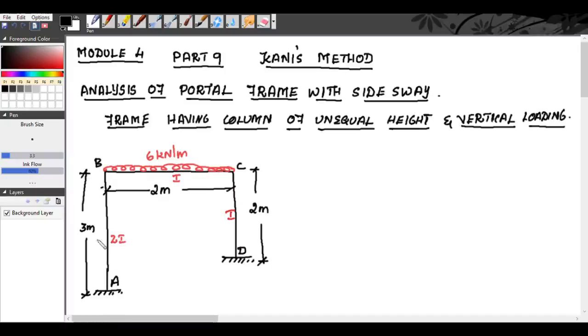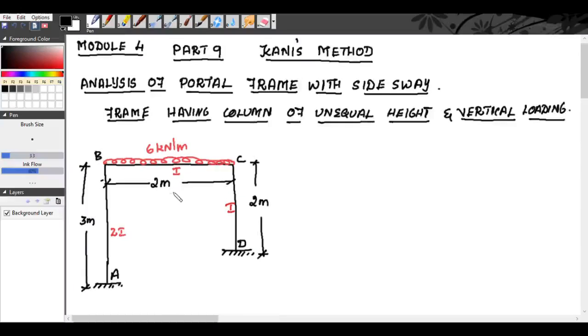The column AB is of height 3 meter and the column CD is of height 2 meter. It is subjected to a vertical UDL, a vertical uniformly distributed load of 6 kilonewton per meter over the span BC. So let us see how to analyze such a problem.